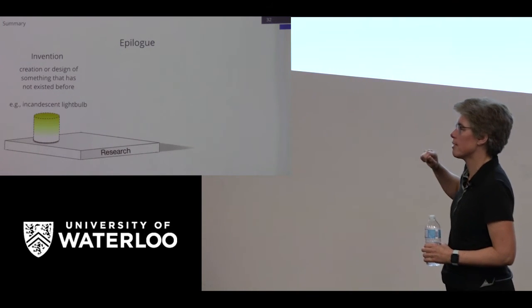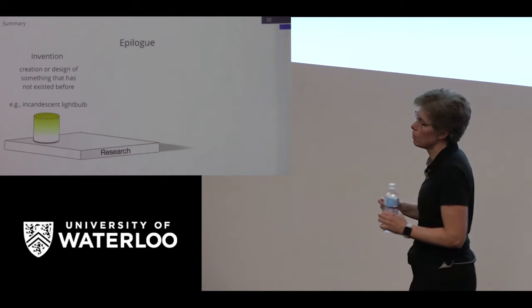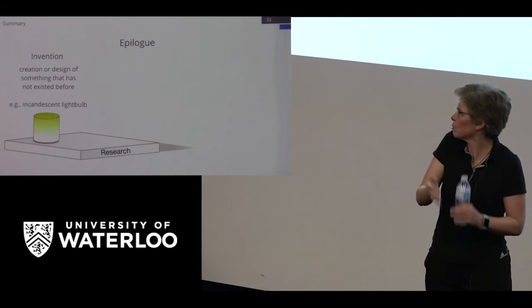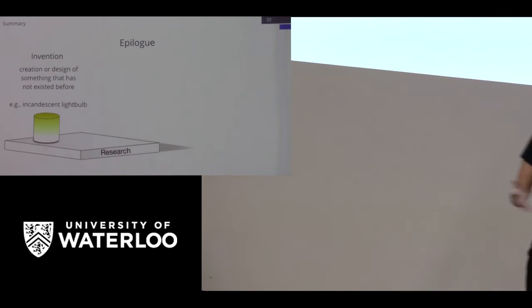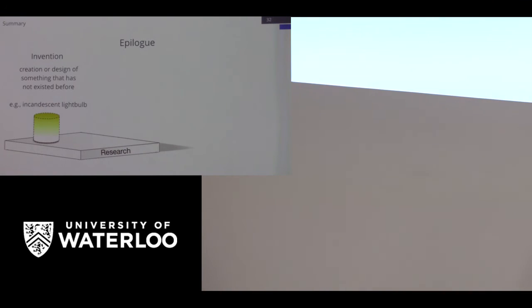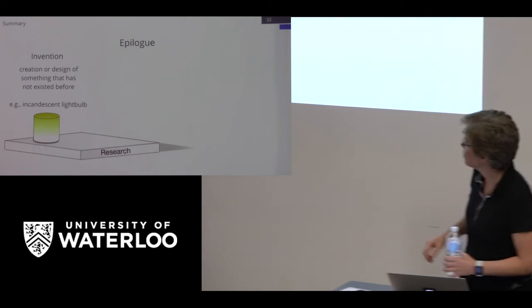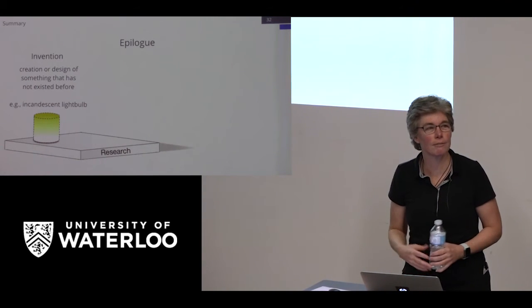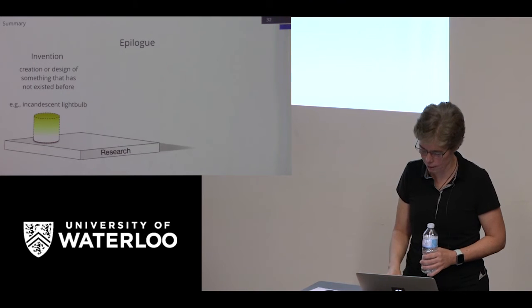Inventions are usually considered the creation or design of something that didn't exist before. And that comes out of research, right? I mean, you don't invent in a vacuum. You invent in the context of research that's existed. Thomas Edison is always the famous example of an inventor, things like the light bulb. We like the light bulb.